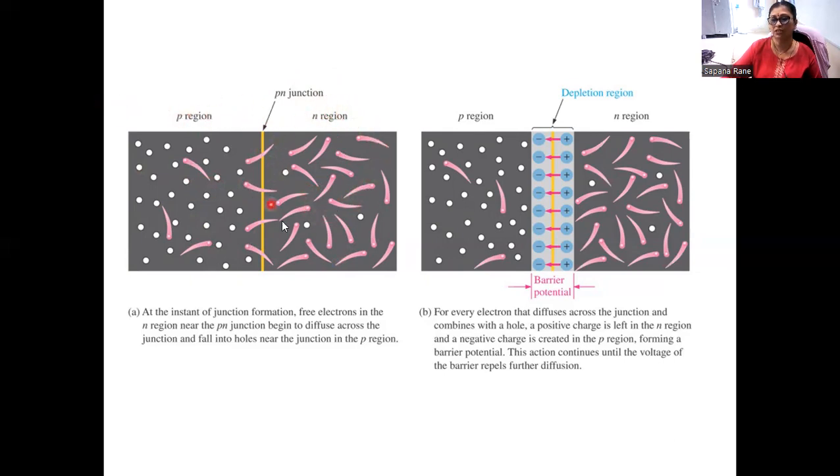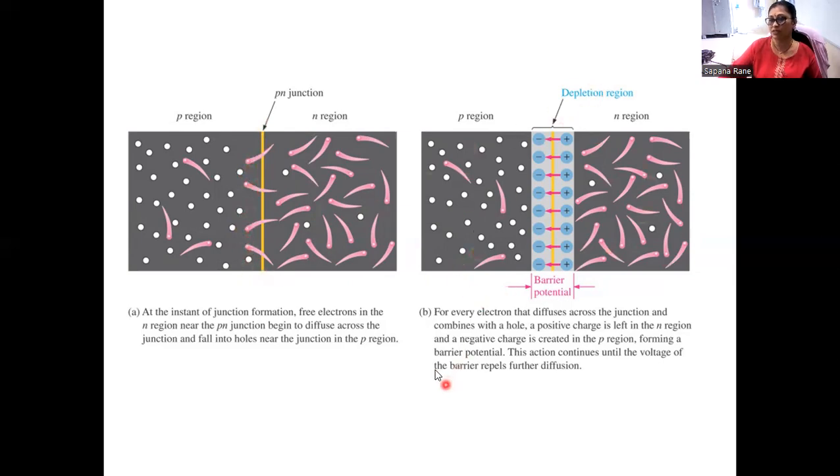The free electron concentration is greater in the N region, while the free electron concentration is smaller in the P region. And therefore, the process of diffusion takes place, and electrons from the N region move to the P region. At the instant the junction is formed, the free electrons in the N region near the PN junction begin to diffuse across the junction and recombine with the holes near the junction in the P region. So recombination of the charge carriers takes place.